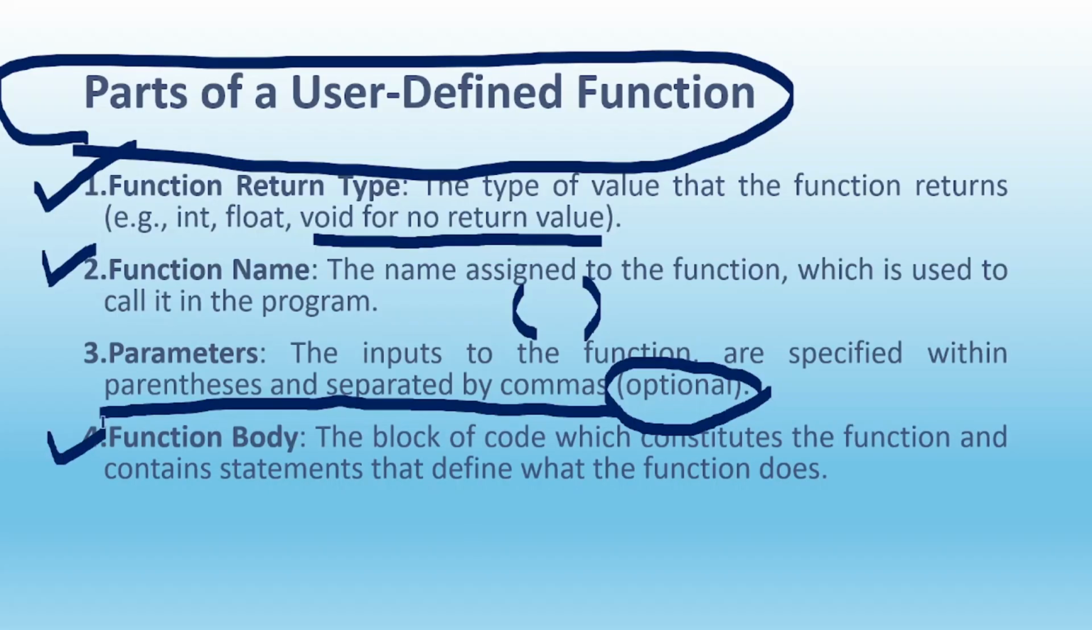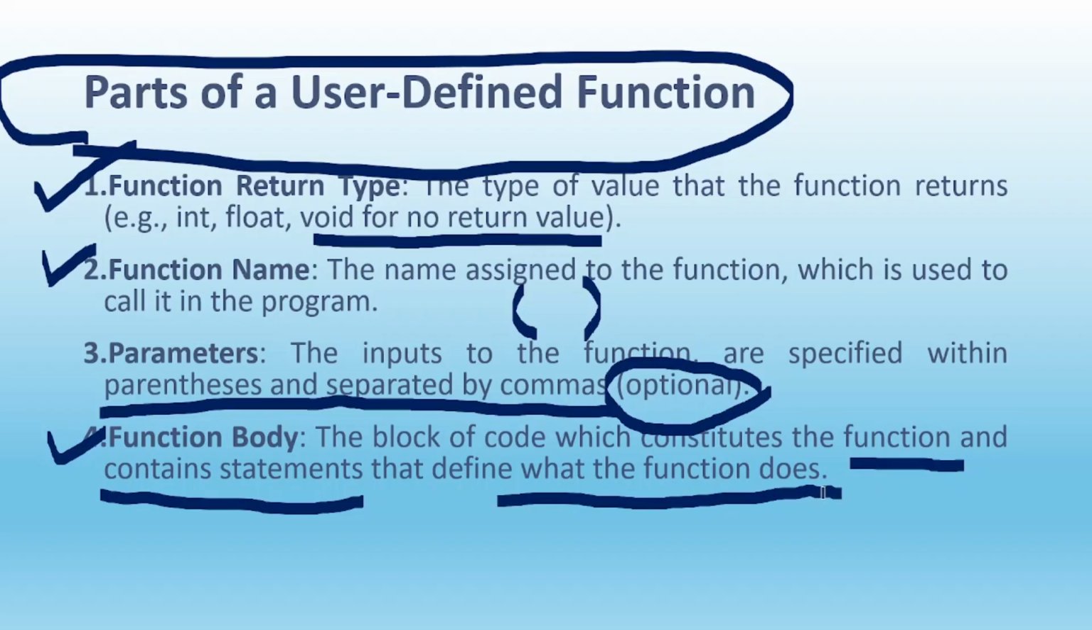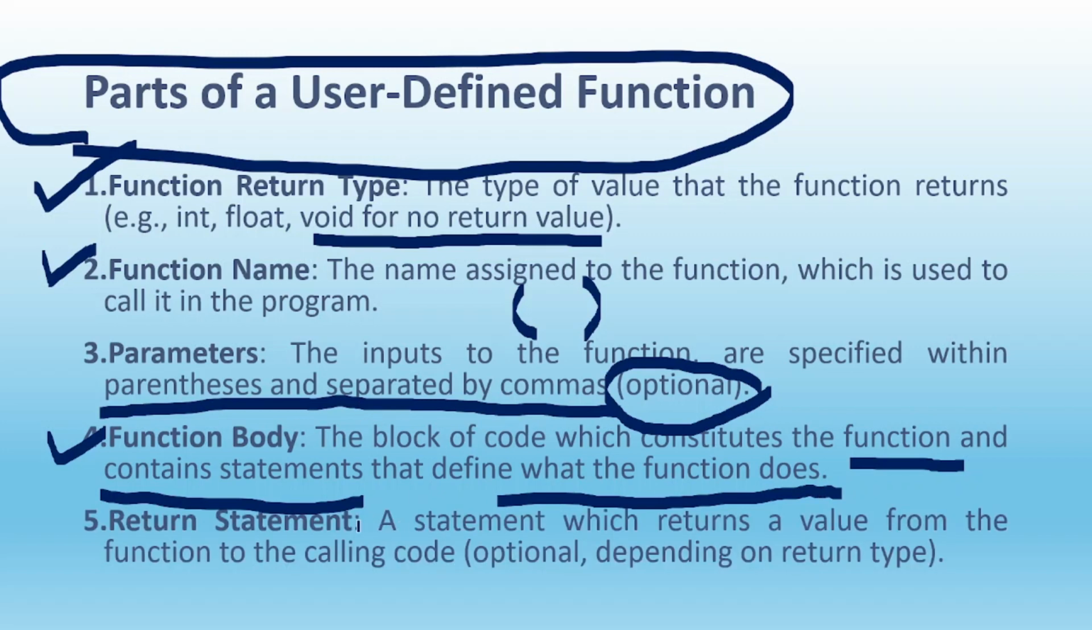Then we have the function body. That means whatever my function is going to do, that block of code we have to write in a function, and it is going to contain statements that define what my function is going to do. If my function is going to do addition, then I am going to write the logic for addition of two numbers, and that is nothing but my function body. And then finally the return statement. A statement which returns a value from the function to the calling code, we call it a return statement. So return 1, return 2, return addition, return subtraction, return multiplication, return division. So these all are the return values, and the return statement is the final statement in the function definition.